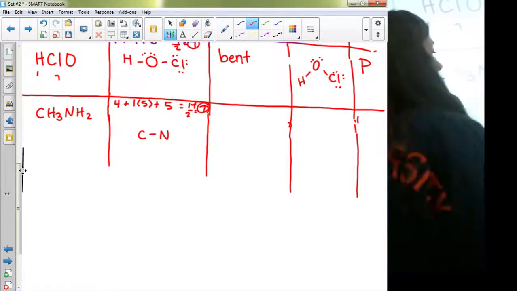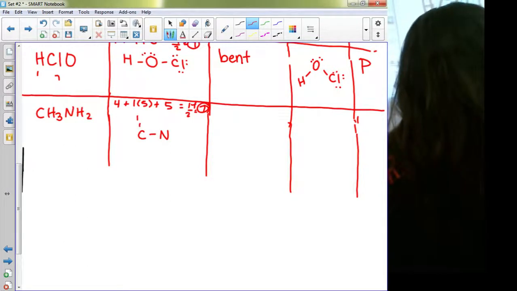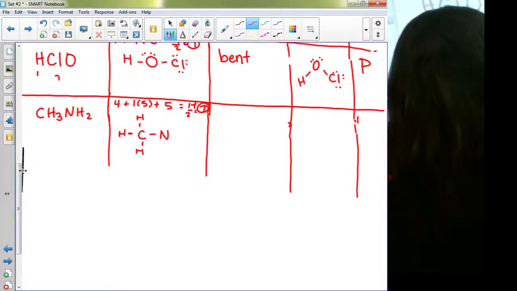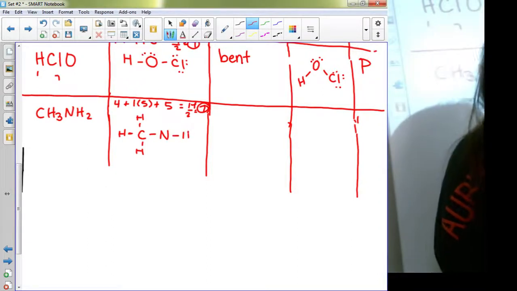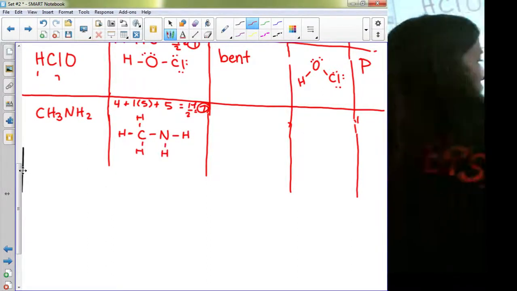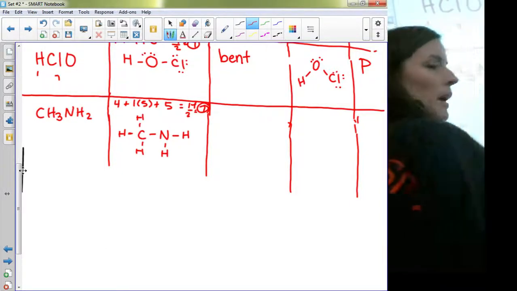All right. So, what's going to be bonded to the carbon here? It's going to have how many hydrogens on it? 3. So it's got 1, 2, 3, 4 bonds. So then the other 2 hydrogens are going to be on nitrogen. So I've got 1, 2, 3, 4, 5, 6. I've got one more pair. Where's it going to go?